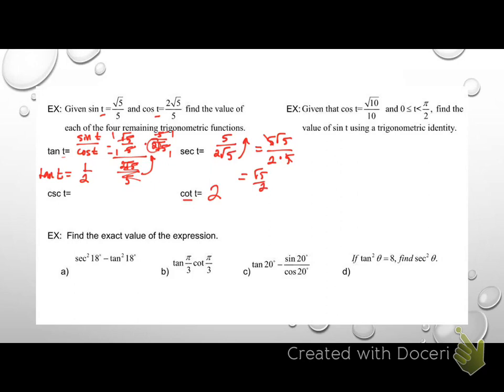Cosecant means that we need to flip over sine. So we make this 5 over radical 5. Then we've got to rationalize. So we bring the radical 5 up, drop the radical from the denominator, realize that those divide out. And so we're just left with radical 5. So we need to be able to work through and get radical 5 here.